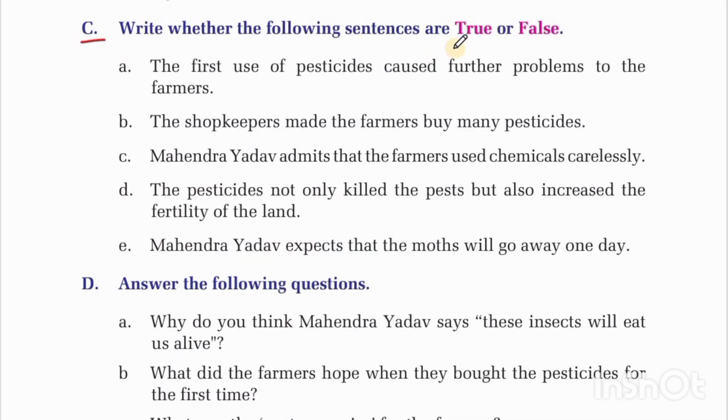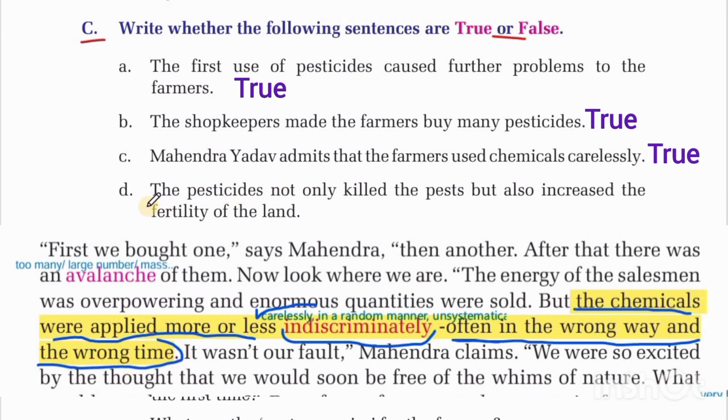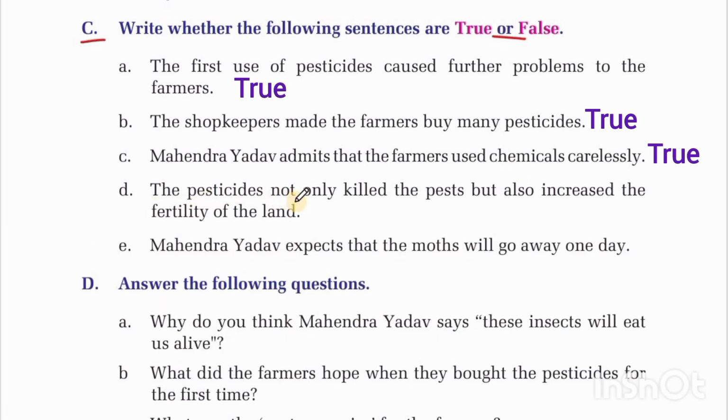Task C. True or false? A. The first use of pesticides caused further problems to the farmers. Answer: true. B. The shopkeepers made the farmers buy many pesticides. Answer: true. C. Mahendra Yadav admits that the farmers used chemicals carelessly. Answer: true. D. The pesticides not only killed the pests but also increased the fertility of the land.